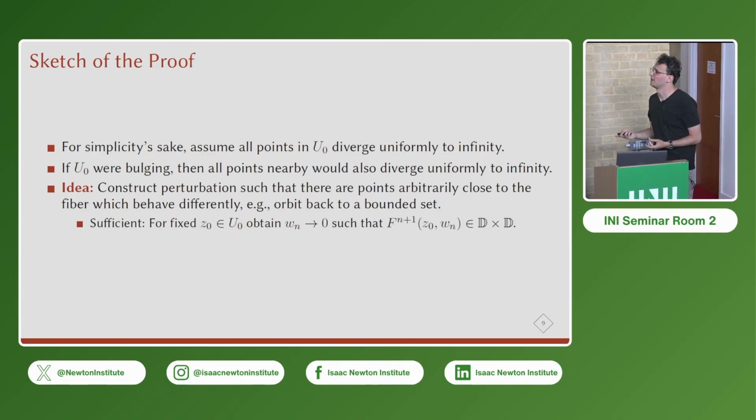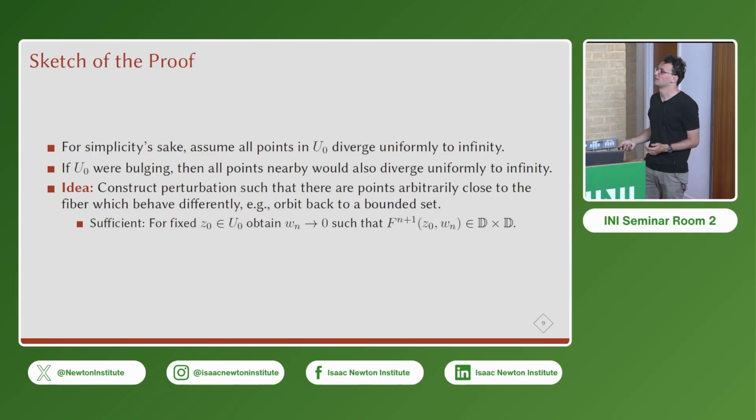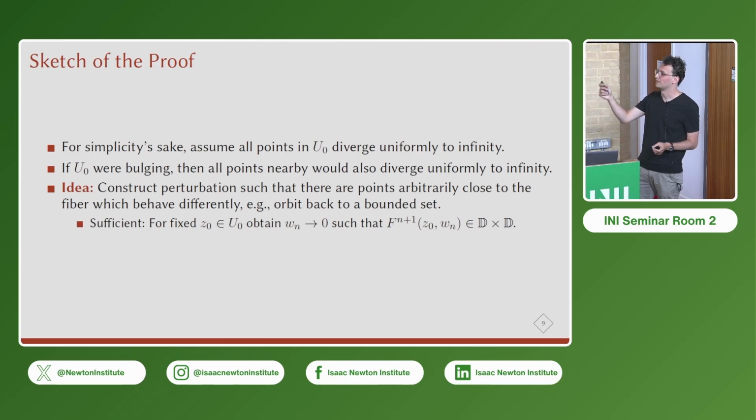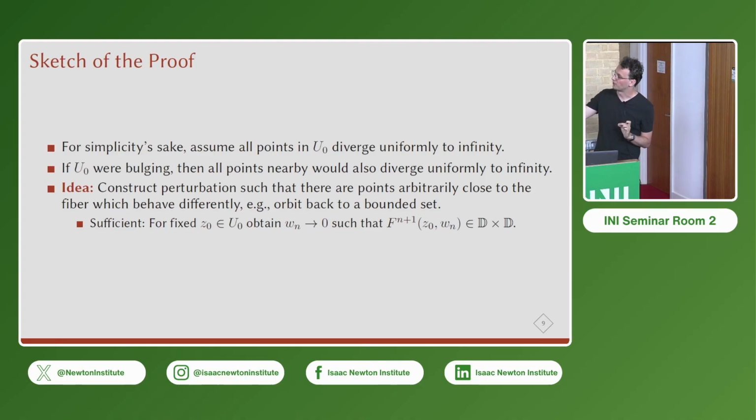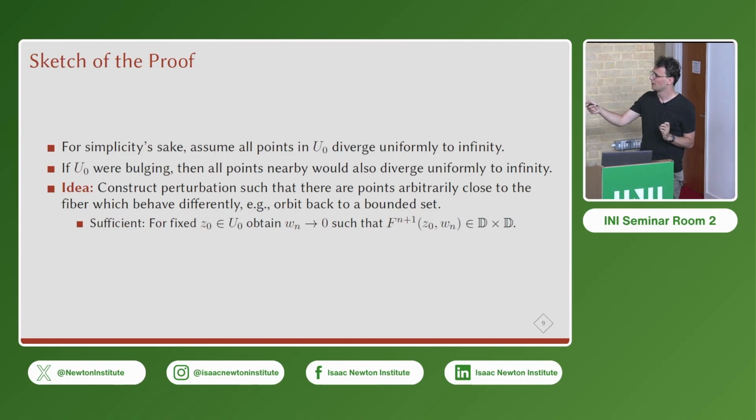And more precisely, the kind of point that we want is we just want to fix one V0 in U0, so one point on the fiber, and then points arbitrarily close, which get mapped back to a bidisk. So we want to find points Wn, a sequence going to 0, so that if we iterate V0, Wn, n+1 times, we get mapped back to the bidisk.